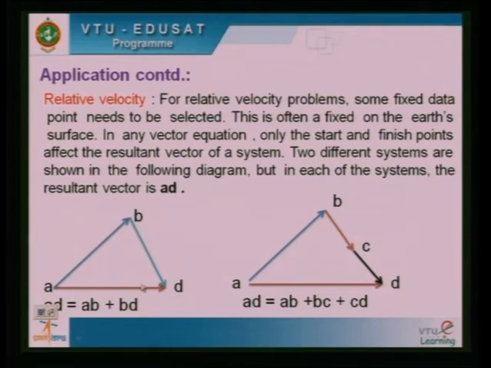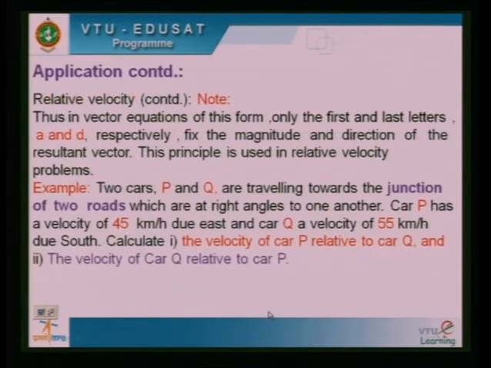So, this is the vector AD. AB is one vector, BD is another vector. Then, how do you write AD? AD can be written as AB plus BD. Here, in this system, AD is the resultant vector. In the other system, AD can be written as AB plus BC plus CD. In these two systems, the resultant is AD. So that's why initial and final points play an important role.